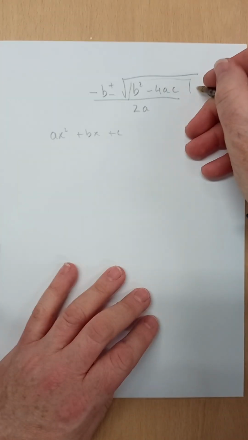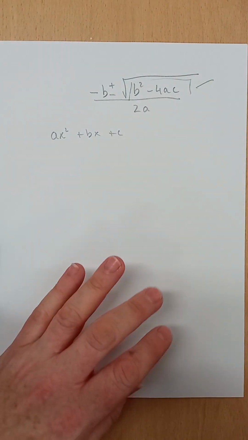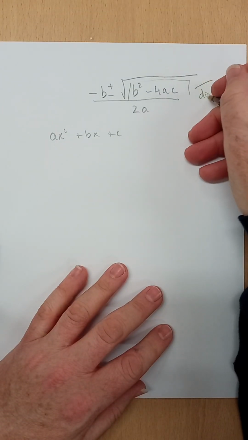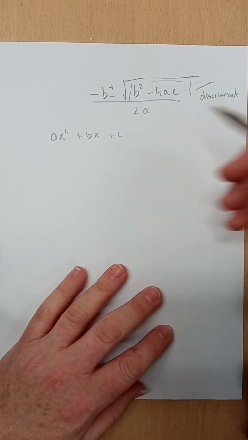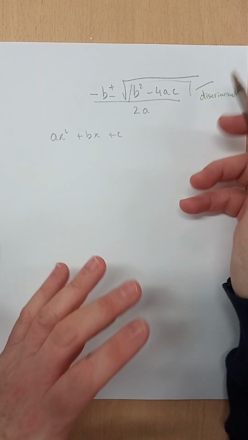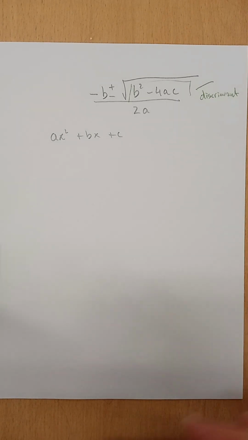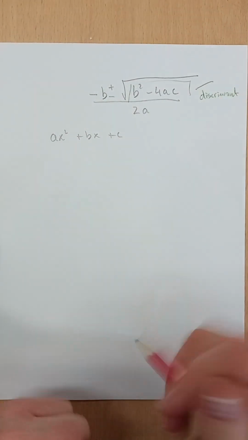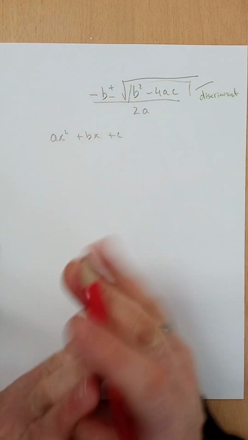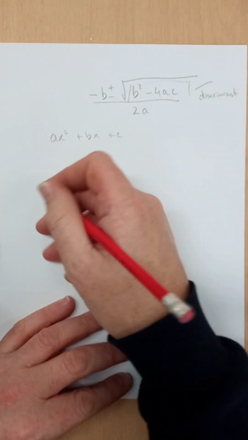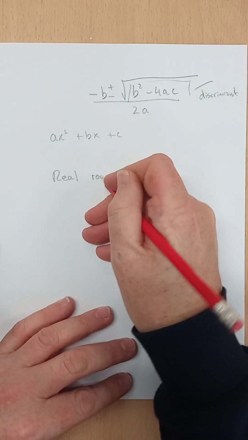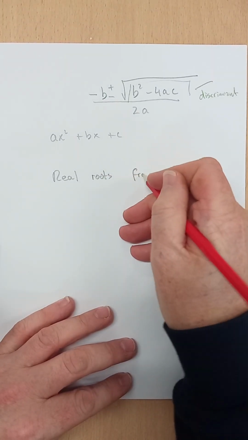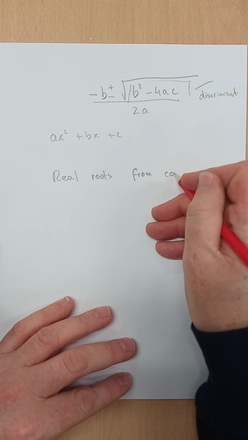And it does actually have a name. It's called a discriminant. Okay, and the reason it's called a discriminant is because it discriminates. It's a discriminator, and sometimes discriminators get a bad rap, but this one is a good discriminator because what it discriminates is real roots from complex roots.